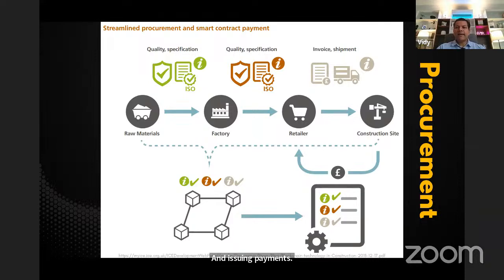All right, this is another example from a procurement case where we are procuring raw materials that go from the main raw material provider to the factory, to the retailer, and to the construction site. This is more important from a provenance perspective. Like earlier I mentioned, the provenance of building materials. Where did the building material come from?